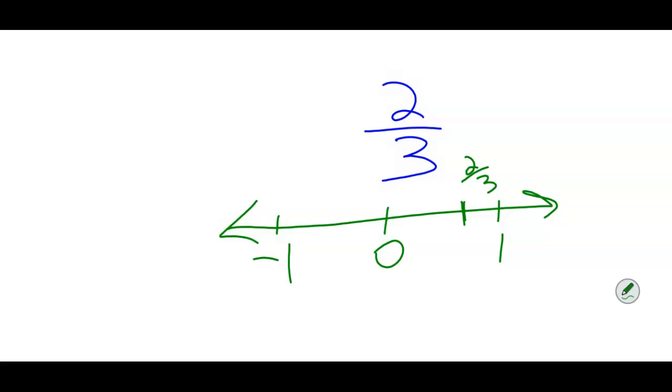Who has a negative number they can share that's in between 0 and -1? But that's not an integer. Nice job, Aiden. It's not an integer. Give me a number in between 0 and -1. Sydney? -3/4. Perfect. That is a negative number.